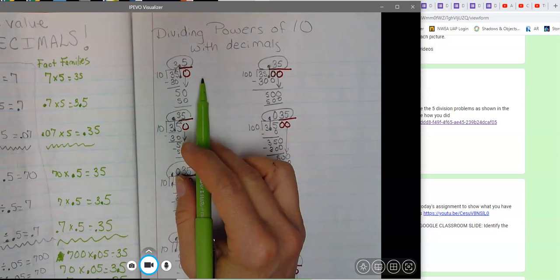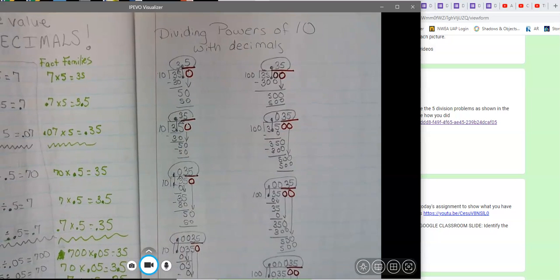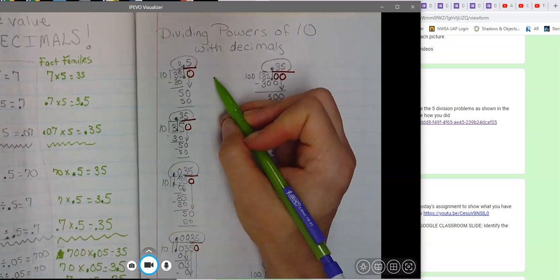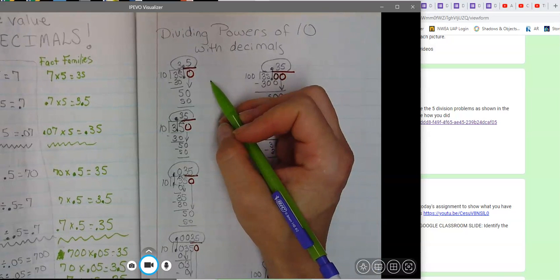That means I'm going to be using the green. No, I'm not going to. The green I did for multiplication, didn't I? I knew there was a reason for that. So we'll just use regular pencil here.